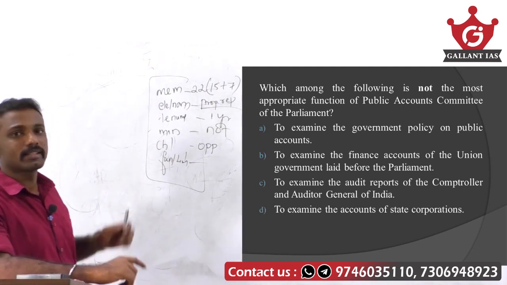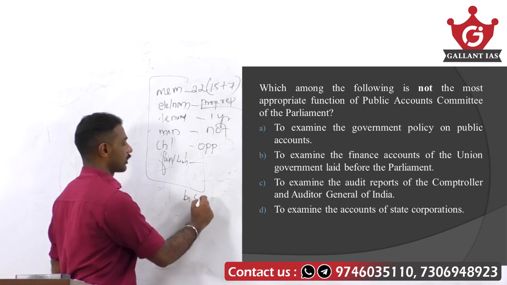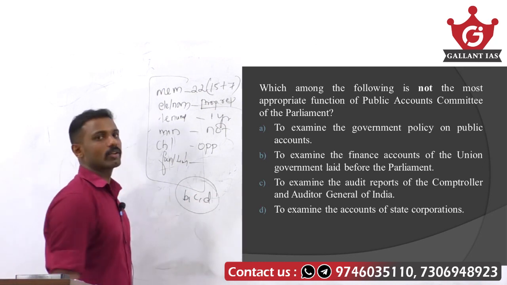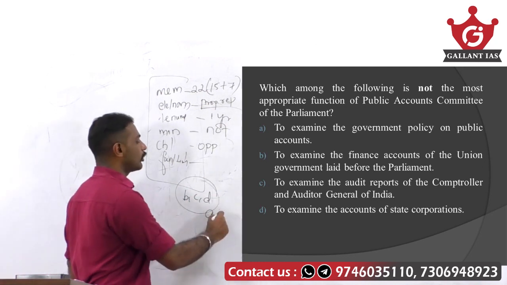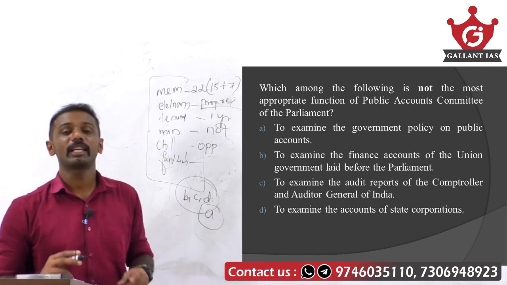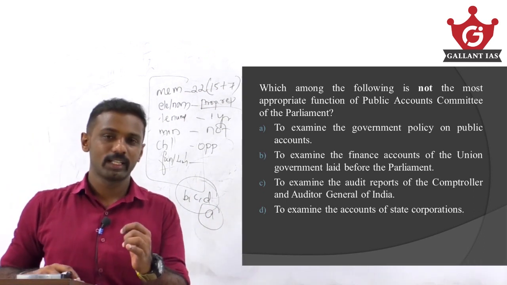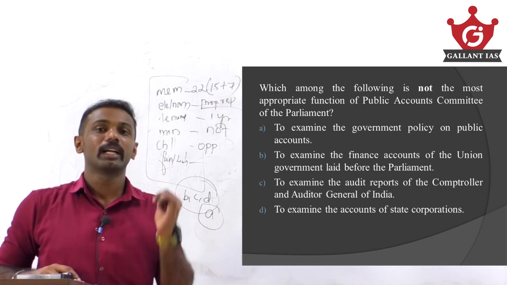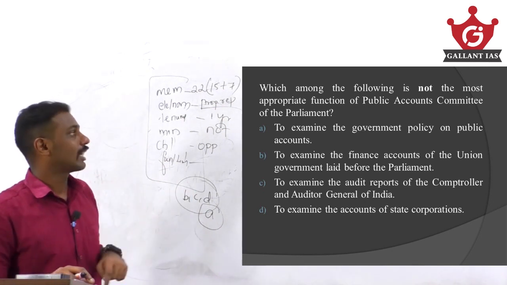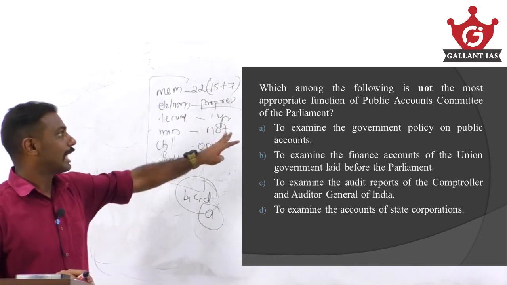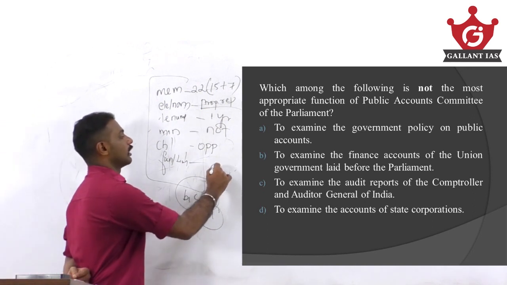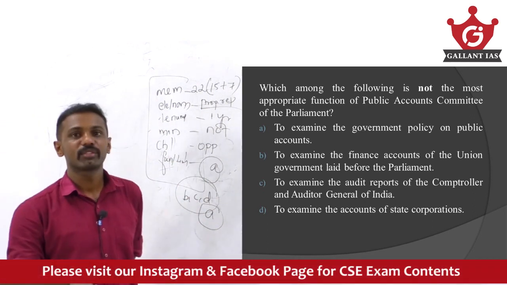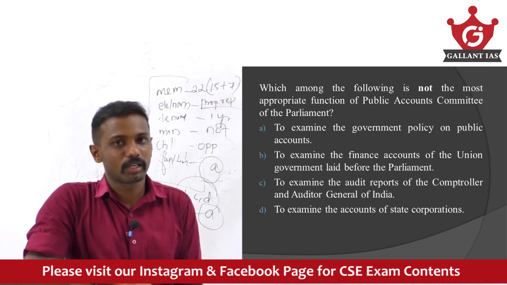Here B, C and D are the functions of the Public Account Committee and they have no role to examine the government policy. That is, the Public Account Committee does not have the power to examine a government policy. So that is the answer to this question. The remaining B, C and D are the functions of the Public Account Committee only.